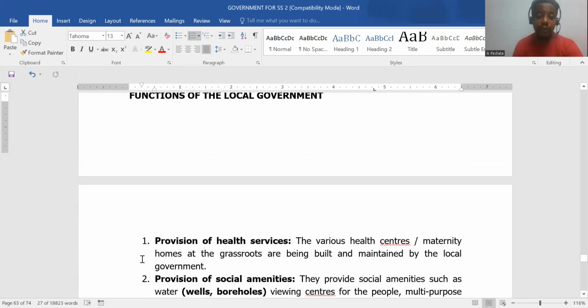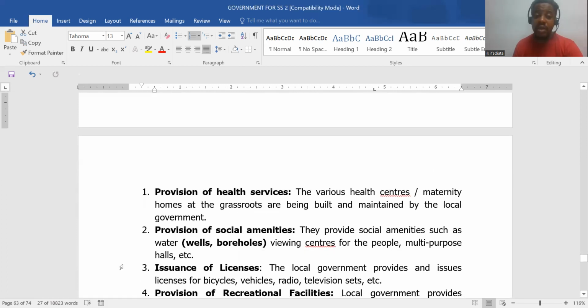All right, let's look at the functions of local government. They provide health services. They build health centers, maternity homes. If you go to most of the rural areas, you would see health centers there. You would see maternity homes there. They are run by the local government.